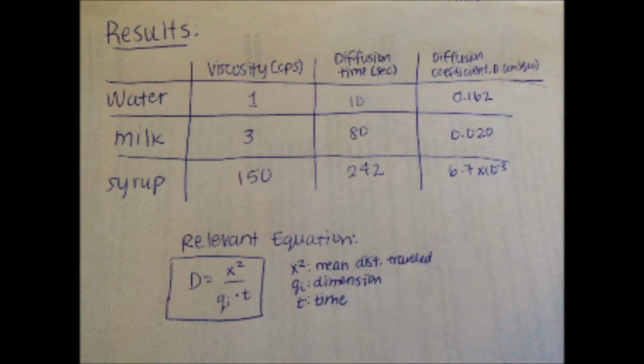For the diffusion coefficients, we use the equation shown: D equals x squared over Qi times t. X squared is the mean distance traveled, in this case the radius, as we put the food dye coloring drop in the middle of the cup. Qi is the dimensions we're using, and we're only using 2 dimensions, as we are only measuring the food dye coloring diffused to the edge of the cup. T is the time it took for the food dye coloring to diffuse to the edge of the cup, and D is our diffusion coefficient that we are calculating.